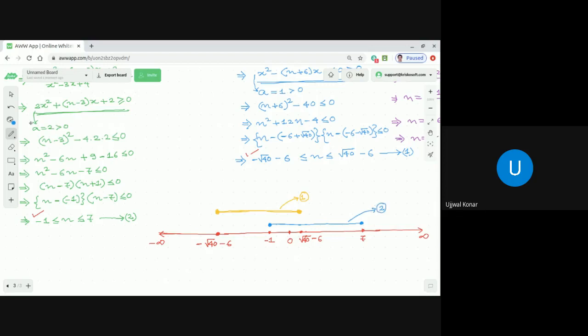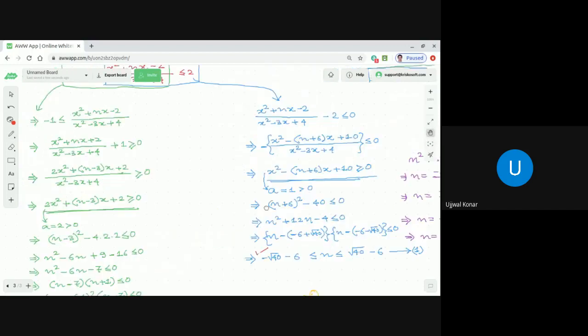Now, what you need to find? We need to find a common solution to be satisfied by both. And the common solution should be what? From here to here. Correct, no? So what we get is that n belongs to the closed interval minus 1 to square root of 40 minus 6. That is the value of n so that the given inequation is going to be satisfied for all values of x. Correct, no, dear students?